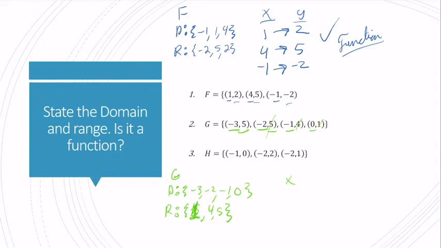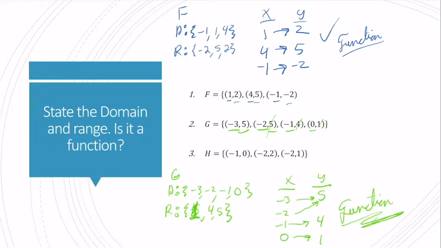So I'm going to go ahead and graph my domain to my range. I have -3 goes to 5, -2 goes to 5, -1 goes to 4, and 0 goes to 1. Does this vending machine still work? Yes, this is a function, right? If I push -3, I get out 5. If I push -2, I get out 5. Each x has exactly one y value.